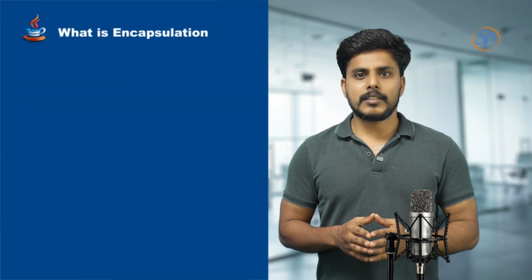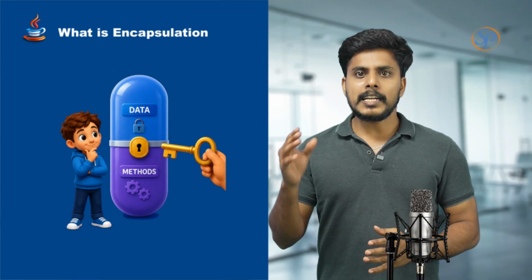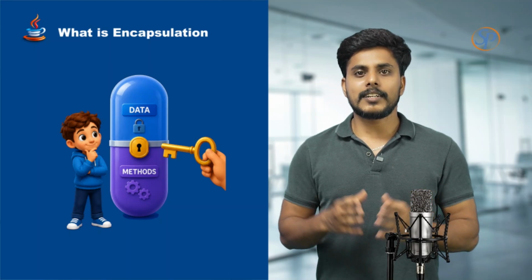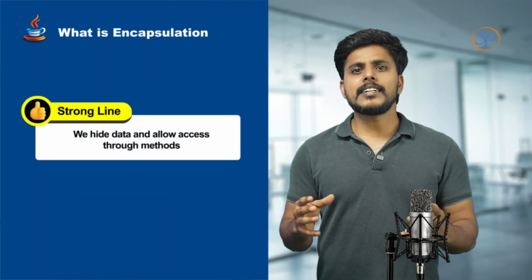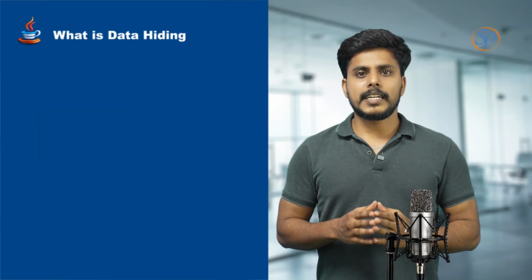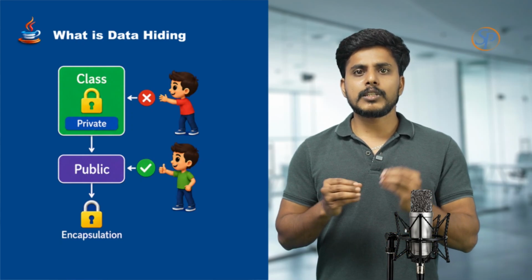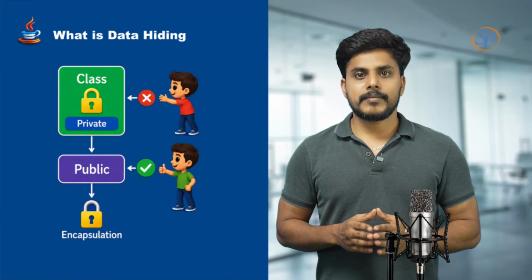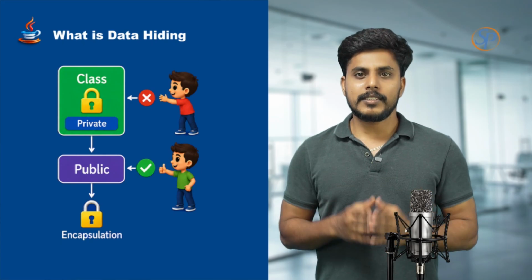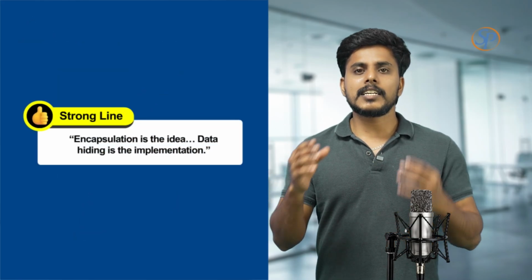Same concept in Java. What is encapsulation? Encapsulation means wrapping data and methods together and controlling access to data. In simple words, we hide data and allow access through methods. What is data hiding? Data hiding means restricting direct access to variables using access modifiers like private. So, encapsulation is the concept, data hiding is how we achieve it. Encapsulation is the idea, data hiding is the implementation.